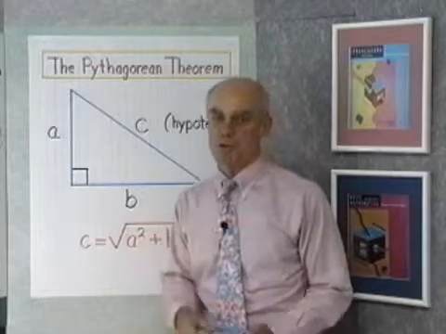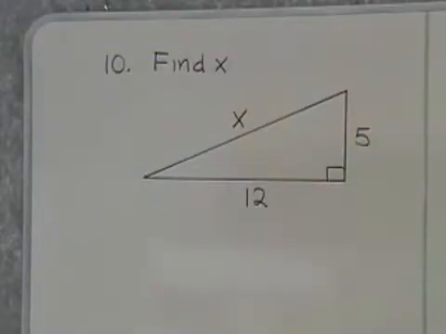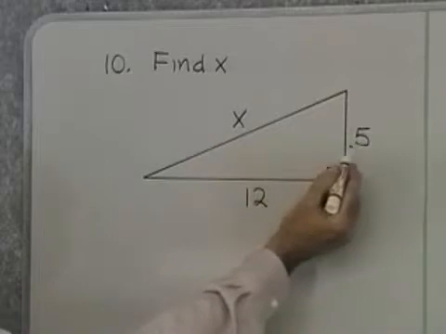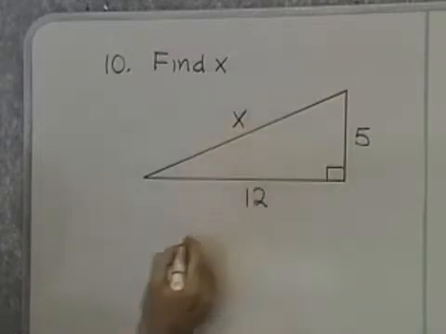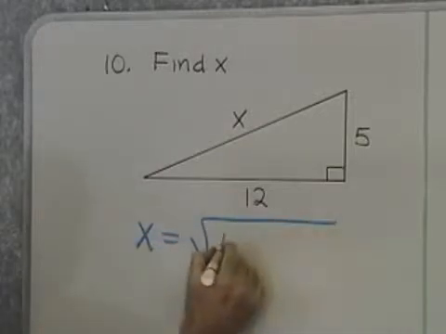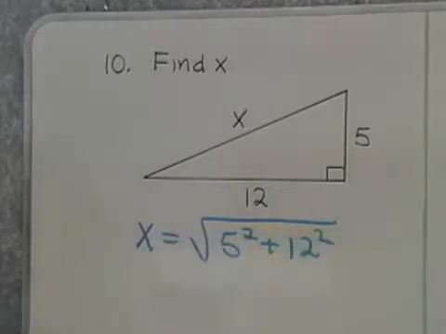So what we want to do is go to the board and work a problem that involves one of these right triangles. So I've written down here, find x, and I have a right triangle in which the hypotenuse I've labeled with x, one side is 5 and the other side is 12. Well, by the Pythagorean theorem, I know that x is equal to the square root of 5 squared plus 12 squared.